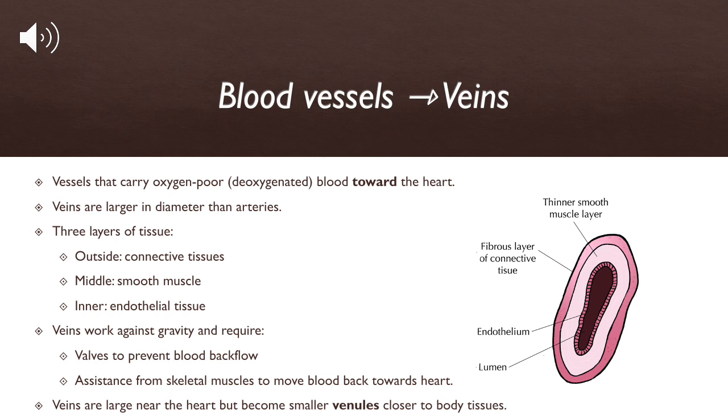Similar to the arterioles, veins are very large close to the heart, but as you move closer and closer to the capillaries, we've got venules that connect capillaries, venules, and then veins going back to the heart.